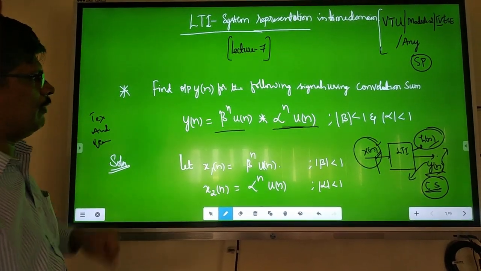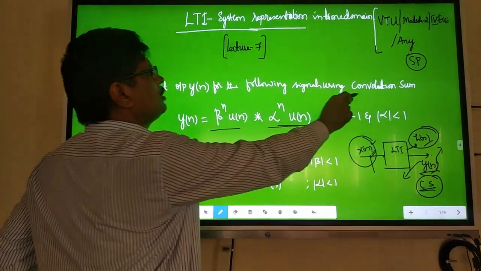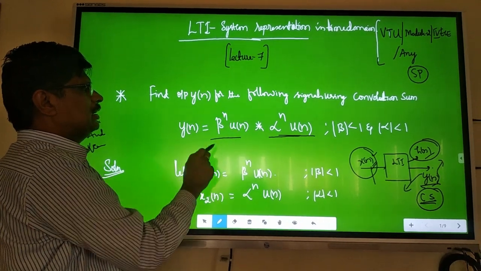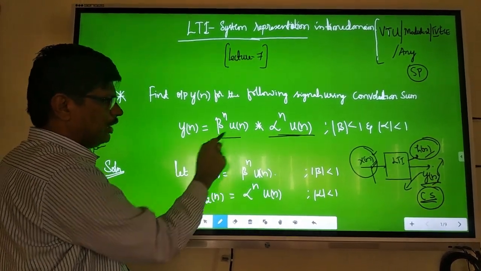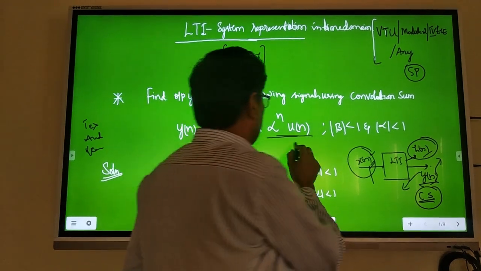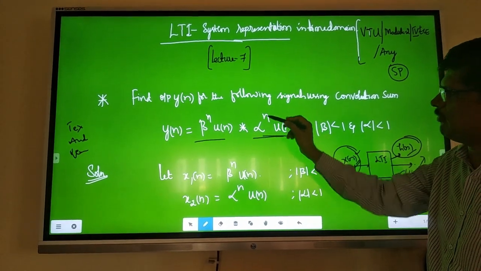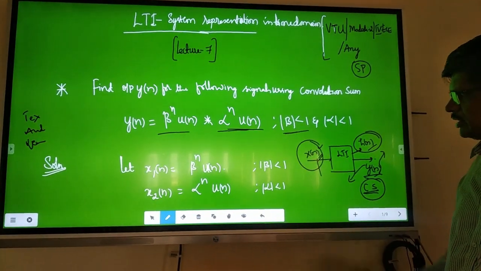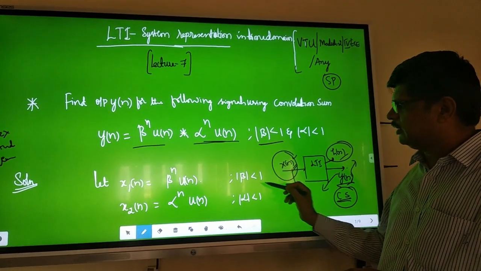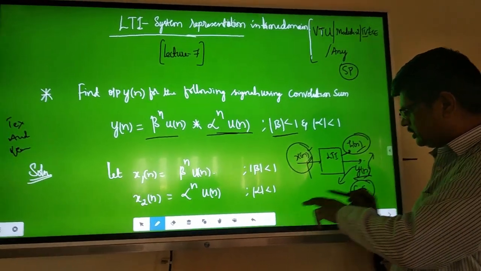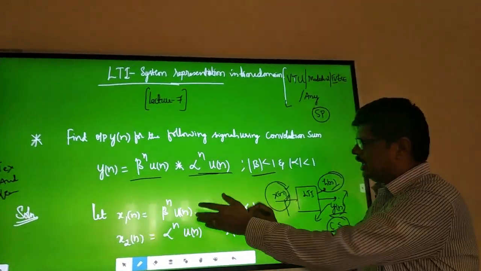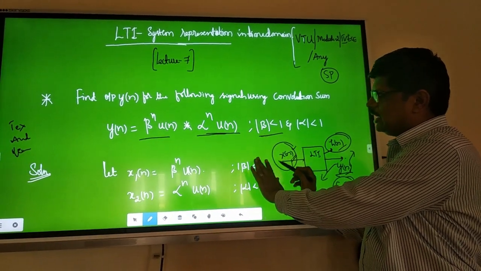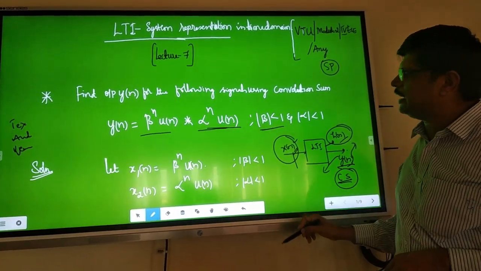Find the output y of n for the following signals using the convolution sum. y of n is equal to beta to the power n into u of n, which is one exponential function, convolved with alpha to the power n into u of n, where mod beta is less than 1. What is the meaning? Mod beta less than 1 means beta is greater than 0 and less than 1, and on the other side greater than minus 1 and less than 0. On both sides it is within 1 and minus 1.